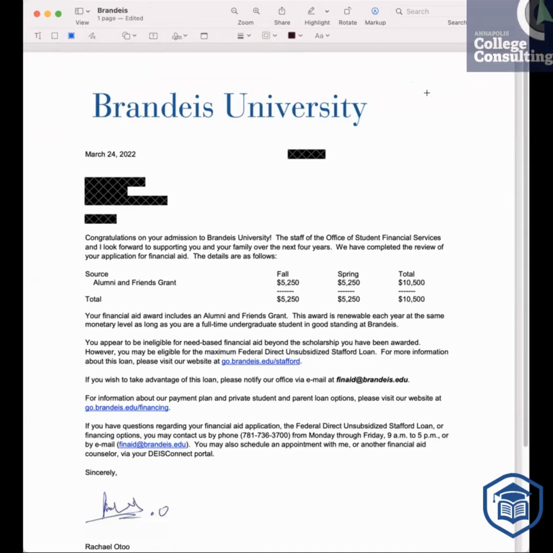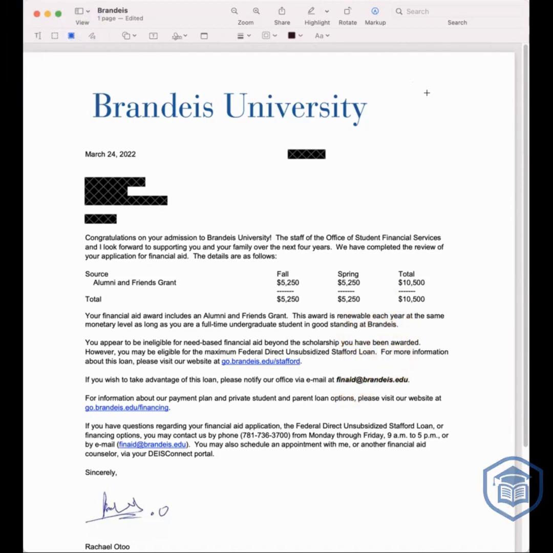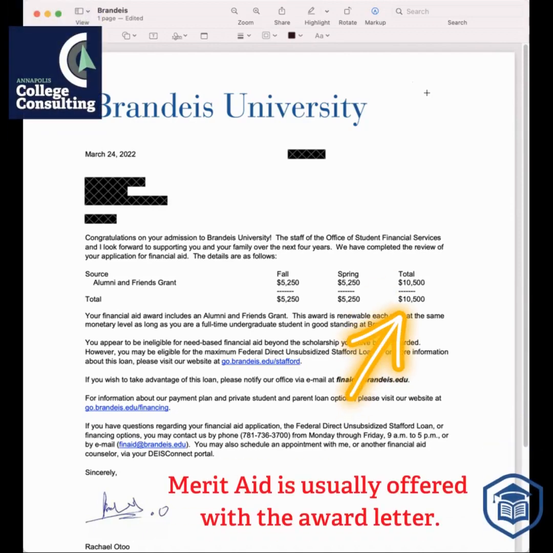We let you in and we gave you an alumni and friends grant. That grant is worth $10,500 a year. And we want to welcome you to the school. This is an award letter. This came right after the opportunities to get in come out. And it's basically giving her, or this student, merit aid. That typically comes with that award letter. Now, we don't know what financial aid this student got, but we do know that this student got a Friends and Alumni grant from Brandeis.